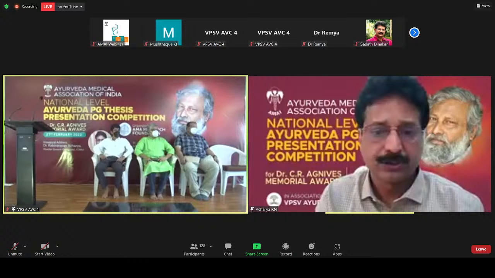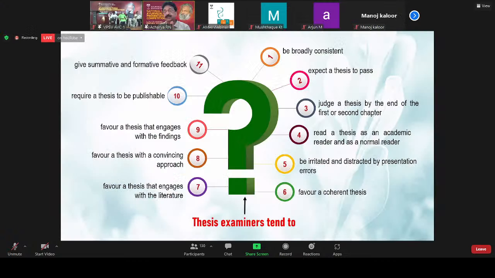So this is the examination. What the examiner wants is that the thesis must be broadly consistent, and every examiner wants to pass a thesis. But it is up to the scholar how we write. Very few examiners do reject your thesis. And generally, as I told, the introduction part and the materials and methods part, an evaluator reads very vividly, and he or she will judge your thesis accordingly.